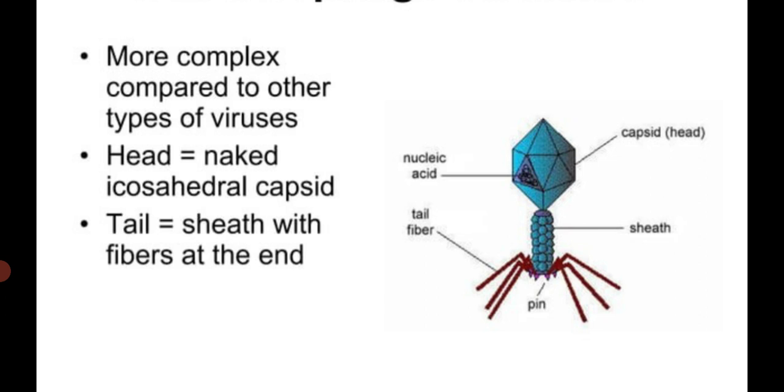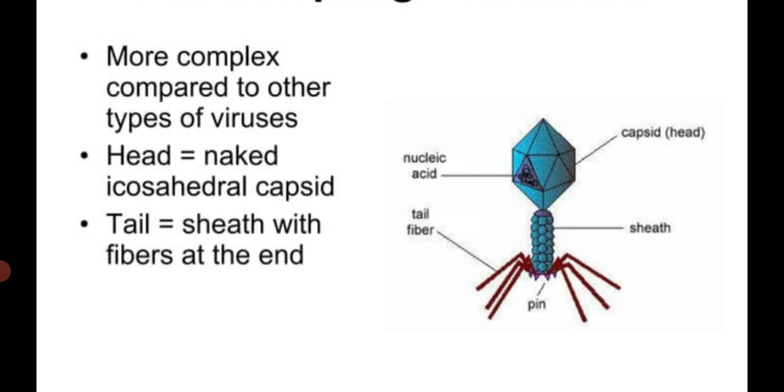The T series bacteriophages contain seven phages, that is T1, T2, T3, T4, T5, T6 and T7, and these bacteriophages go through a number of steps for their replication, and the replication starts with absorption.